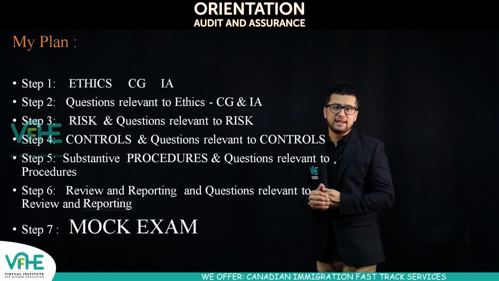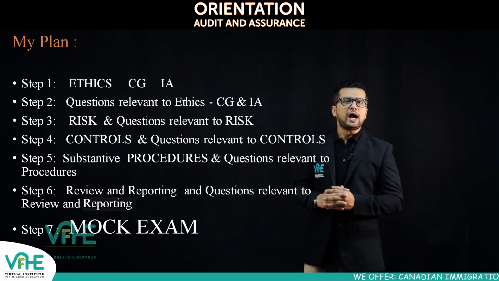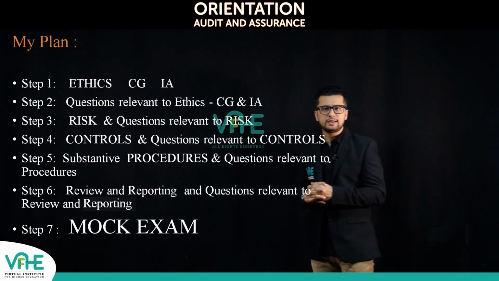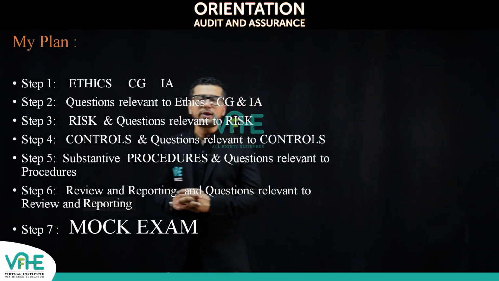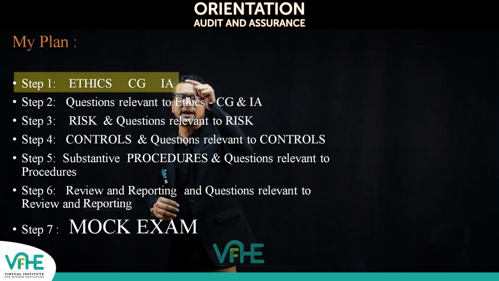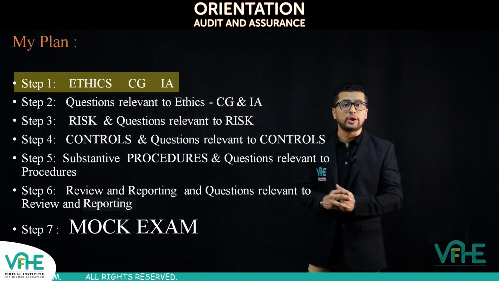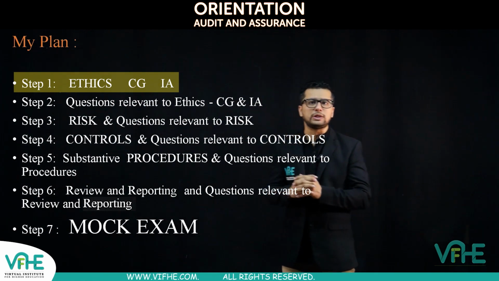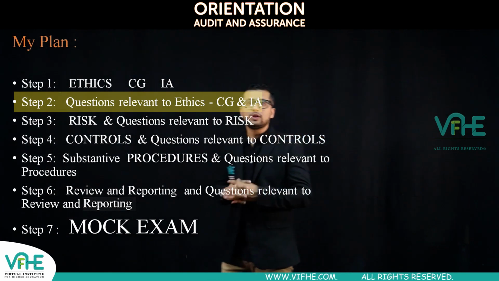Finally, my plan: how I am going to proceed with this particular course. I will start from ethics, then I will cover corporate governance, and then we will cover internal audit. So basically, we are going to start with these 3 minor areas. Once we are done with these 3 minor areas, we are not going to ignore them at all, and we are going to solve questions relevant to these 3 topics. So that is going to be step number 2.